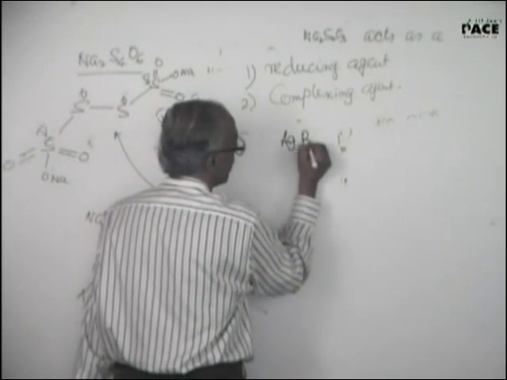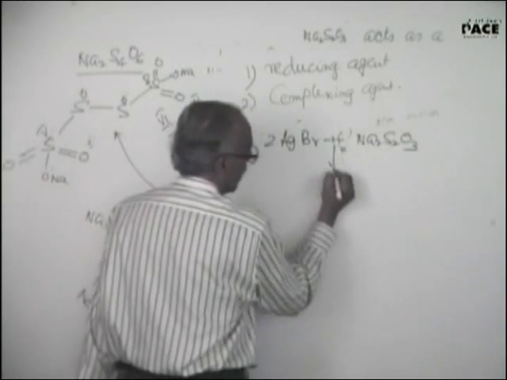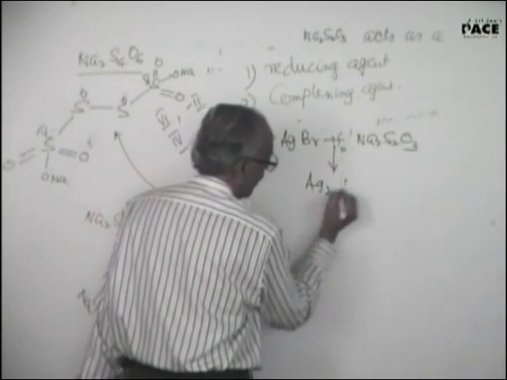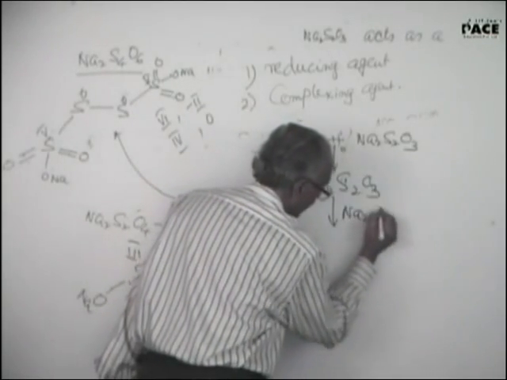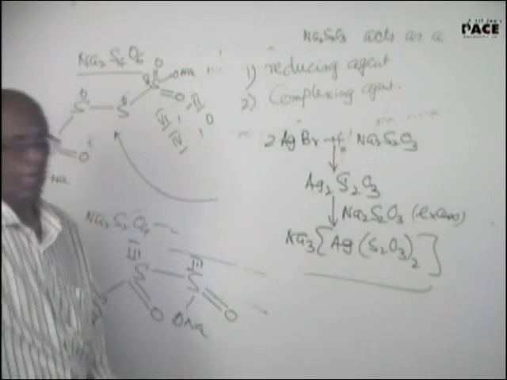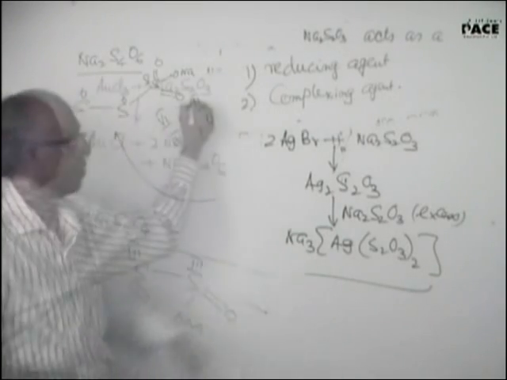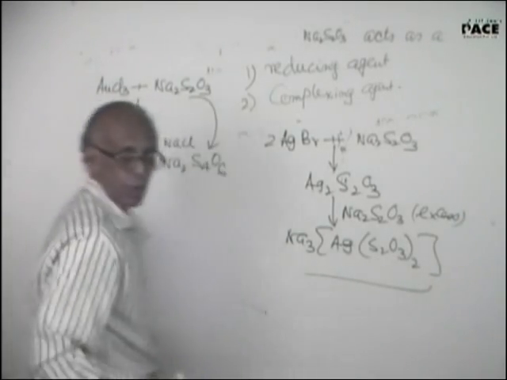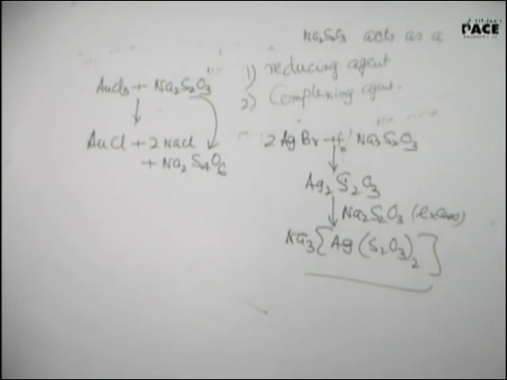Sodium thiosulfate as a complexing agent: silver bromide plus sodium thiosulfate gives you silver thiosulfate. When you add excess of sodium thiosulfate, you get a complex. It acts as a complexing agent. Okay? The oxidized product of sodium thiosulfate is always sodium tetrathionate. There is no other oxidized product. Na2S2O3 will always go to Na2S4O6.